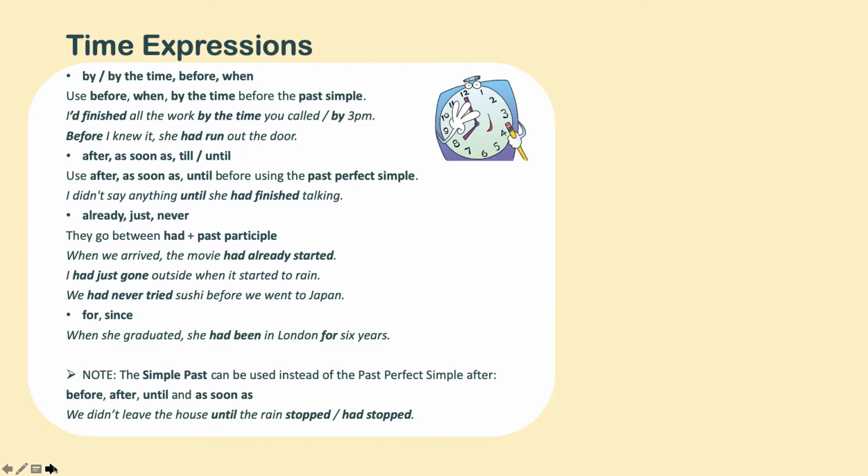Note, the simple past can be used instead of the past perfect simple after before, after, until, and as soon as. Why? Because these words show which action happened earlier and which action happened later. So for example, we say, we didn't leave the house until the rain stopped, or until the rain had stopped. Until shows the chronological order of the events. First the rain stopped, and then we left. We do need the past perfect to show which action happened first.